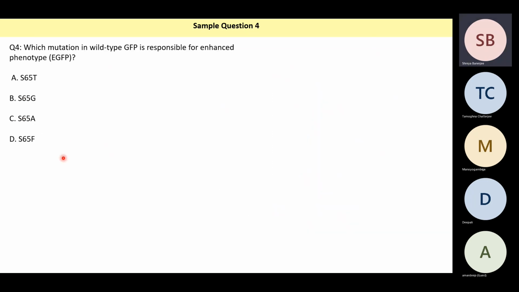Sample question 4 asks, which mutation in wild type GFP or green fluorescent protein is responsible for the enhanced phenotype EGFP or enhanced green fluorescent protein?